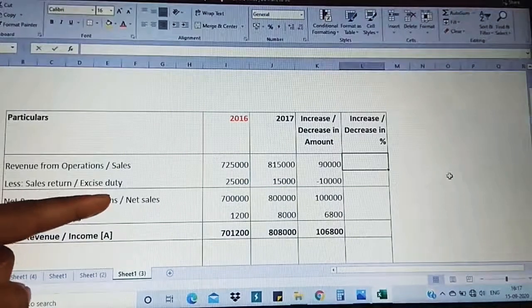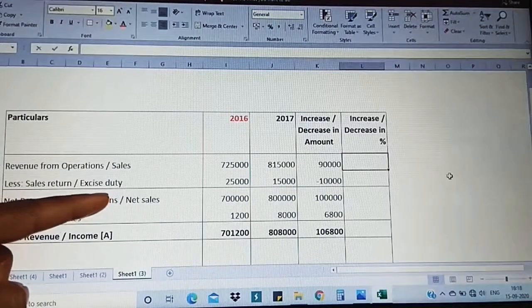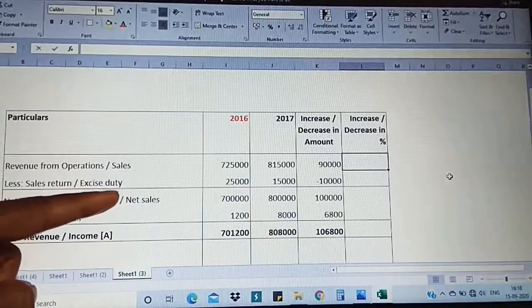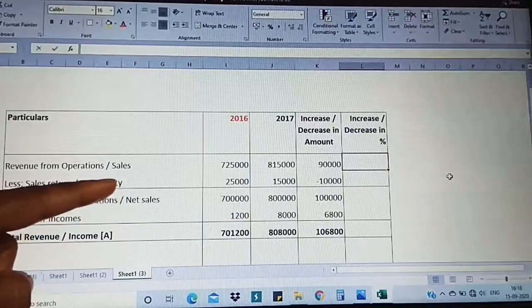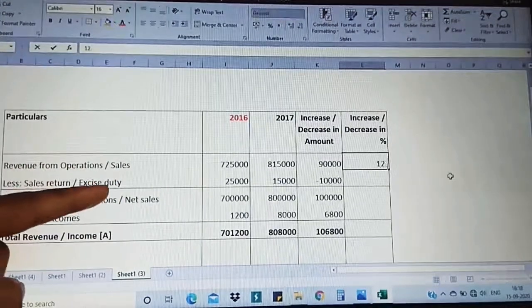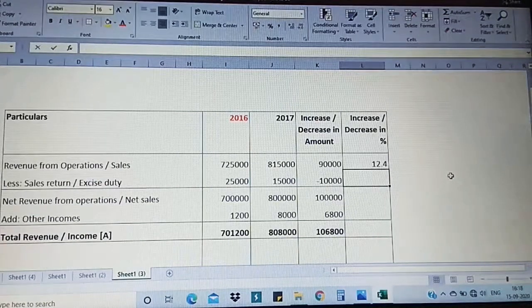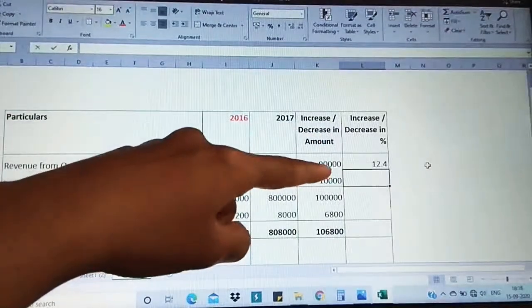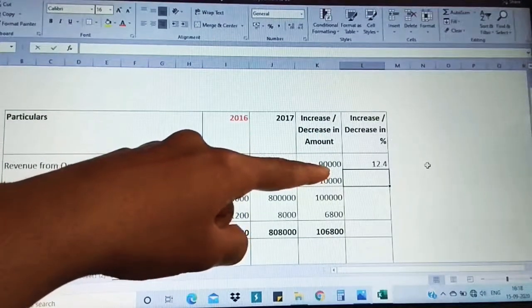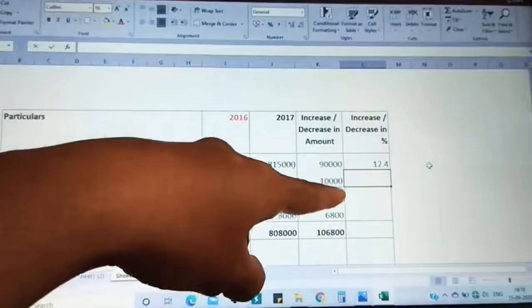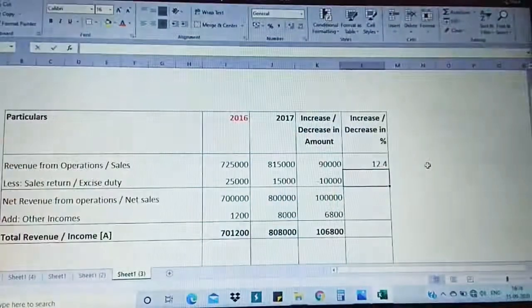So 90,000 divided by 7,25,000 for the first gives you 90 divided by 7,25,000. Go for the percentage symbol immediately. 12.4. 12.4 is the answer I got. Okay, how you are supposed to do is take the increase or decrease in amount column value, divide by the base year, that is the first year, into 100. Instead of going for into 100, you're wasting the time typing or entering the numbers using the calci.